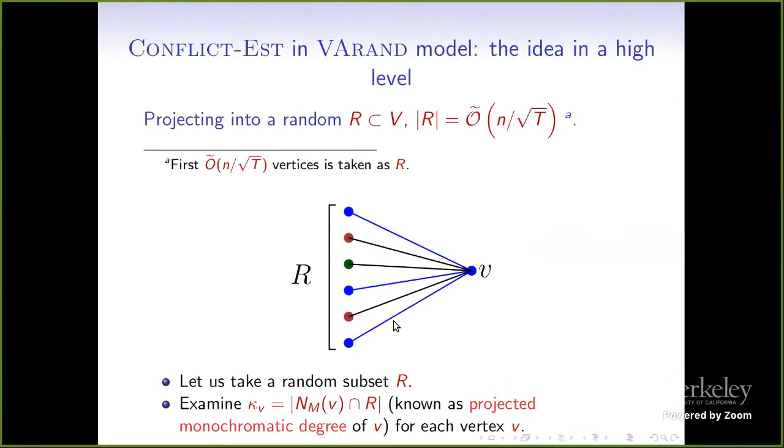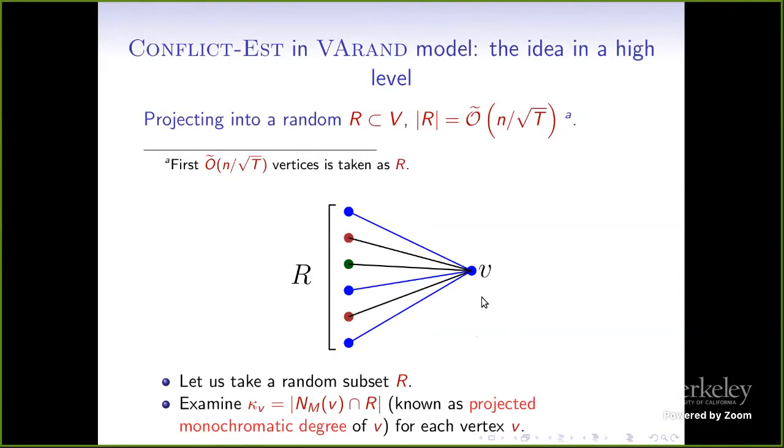So our idea at a high level is to examine the neighborhood of every vertex, the monochromatic neighborhood of every vertex in this randomly selected set R. So the quantity kappa V, which is the number of monochromatic neighbors V has inside this set, we call the projected monochromatic degree of V, plays a very crucial role in the design and analysis of our algorithm.